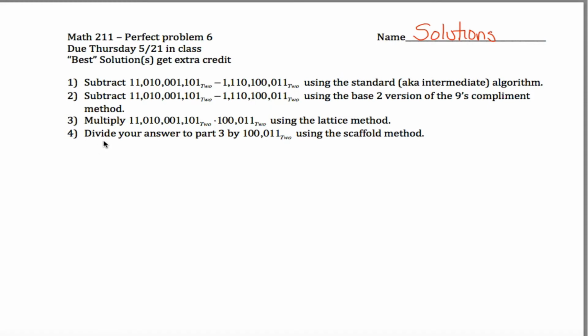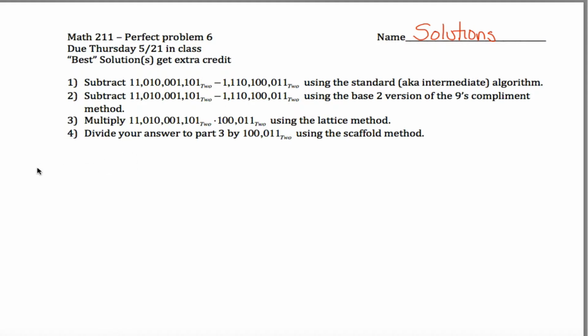All right, here are solutions to perfect problem 6 for Math 211. You're doing a bunch of operations, but in binary, everything's base 2, which is either fun or obnoxious, depending on your point of view. But regardless, this first problem, you're asked to subtract these two numbers. However, you're told to do it using the standard algorithm. That's also known as the intermediate algorithm.